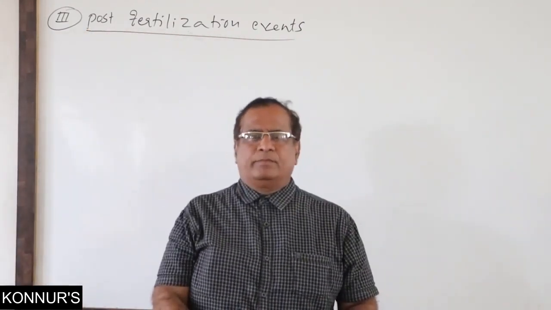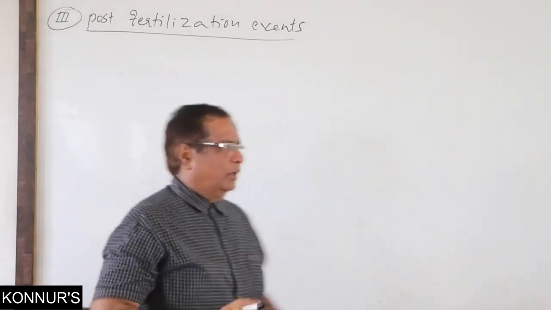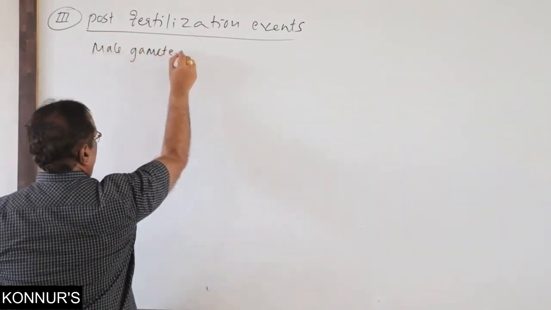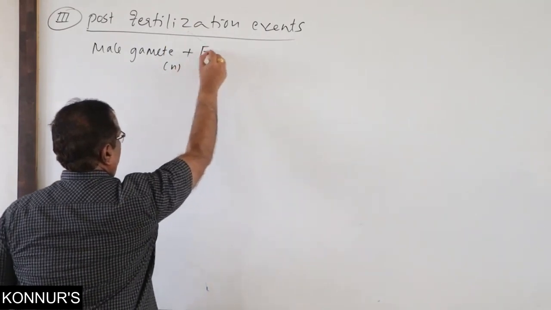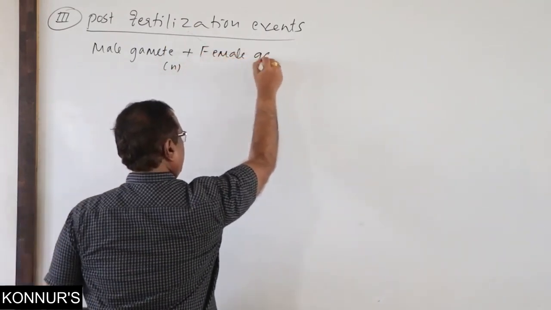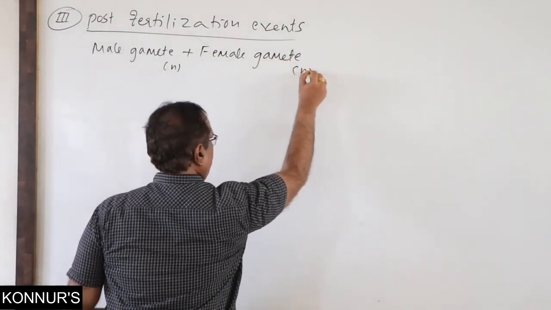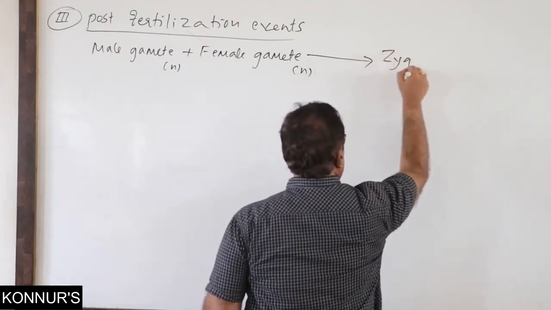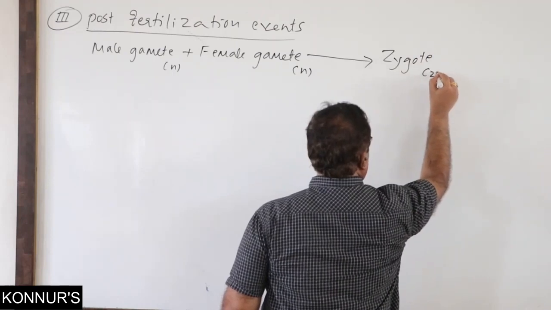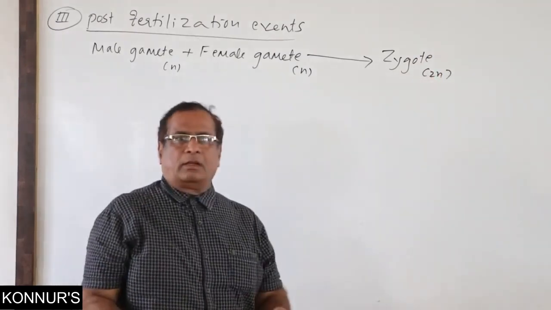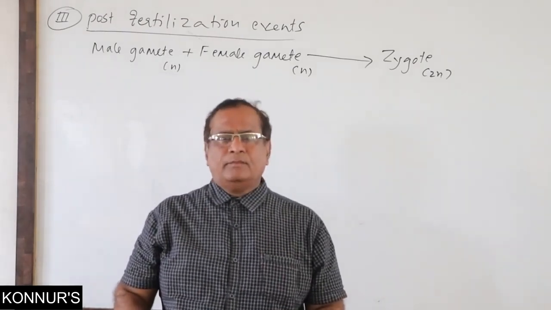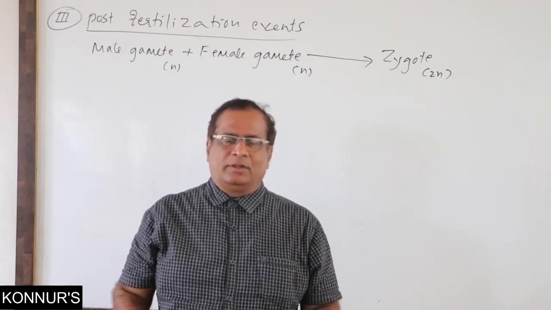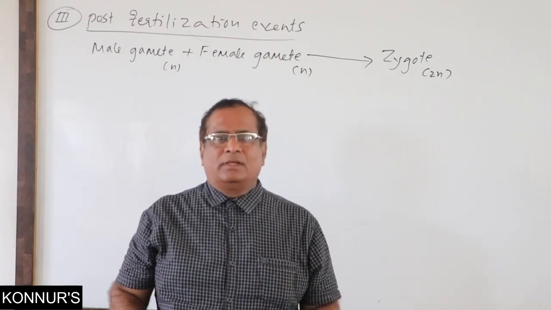Post-fertilization events. Here, when the male gamete fuses with the female gamete, leading to the formation of a zygote, it is diploid. The zygote thus formed undergoes various developmental steps before it becomes a young one.